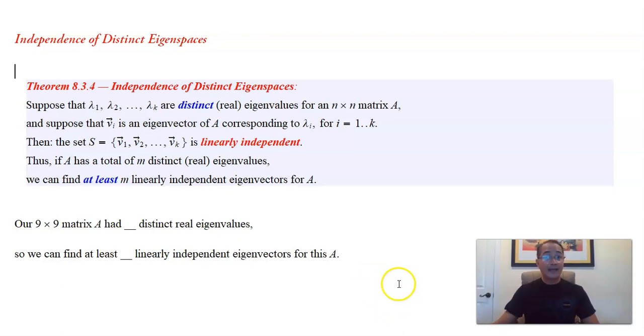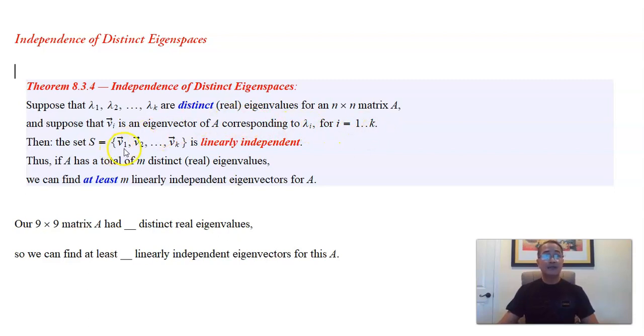Towards that end, we're going to start with a baby step. This is about the independence of eigenvectors from distinct eigenspaces. Suppose that lambda 1 through lambda k are the distinct real eigenvalues for an n by n matrix A. Let's not mess around with imaginary eigenvalues, at least for this chapter. And let's suppose that b sub i is an eigenvector for A that corresponds to lambda i. So you have an eigenvector for each of these distinct eigenspaces.